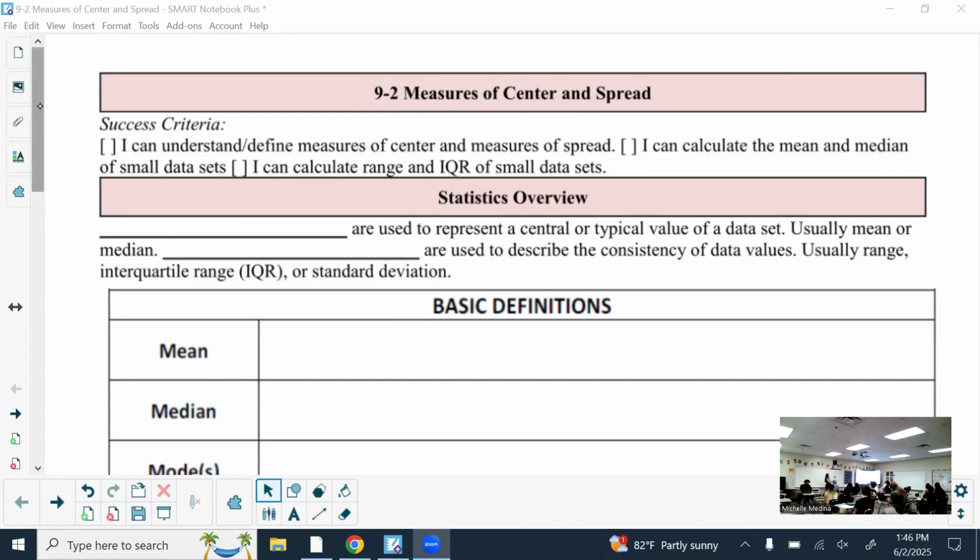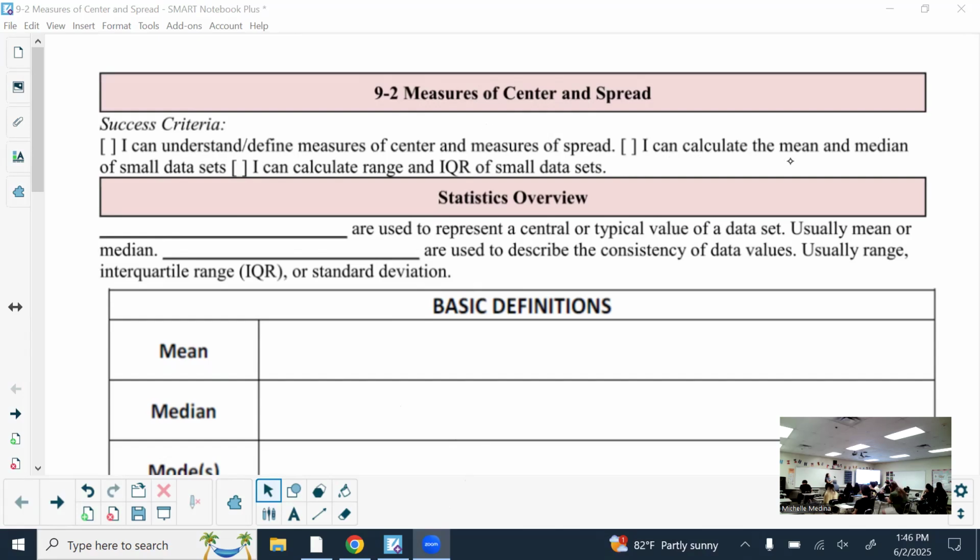So here's the first lesson, and it goes all the way back to unit 1. We're talking about measures of center and measures of spread. By the end, you need to be able to understand and define them. The understand is a big one. I can show you how to calculate them easily with technology as well, but part of understanding them is how they are calculated by you.